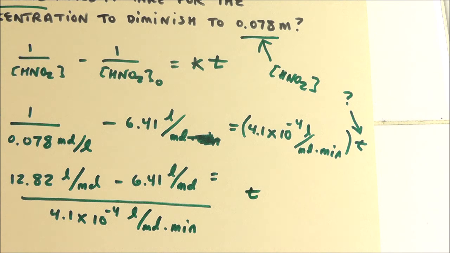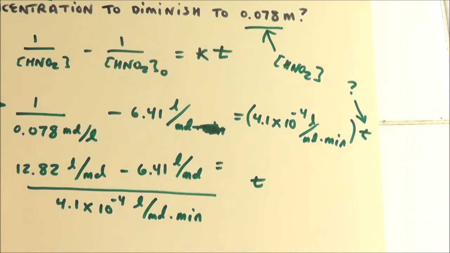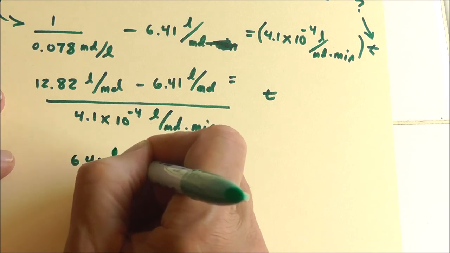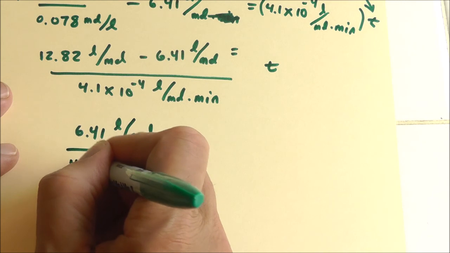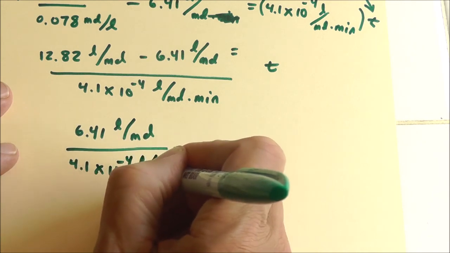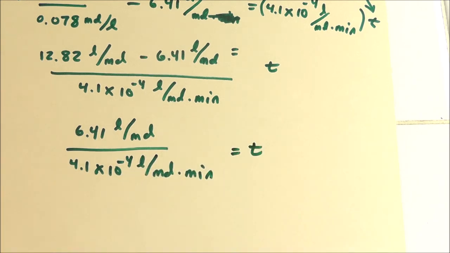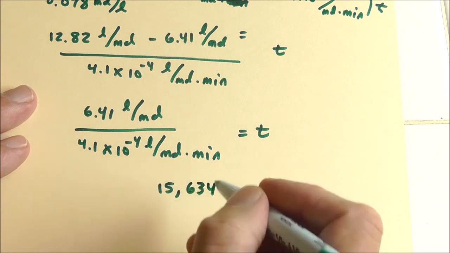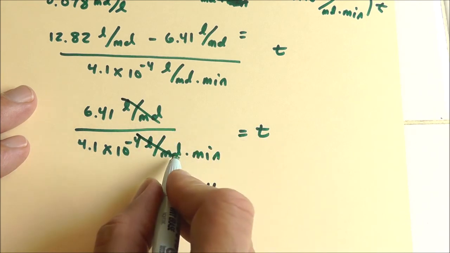And I think you'll notice that when we do that subtraction, I'll write it over again. I chose that number because it's half. So 12.82 minus 6.41 is just 6.41. Then I'm going to talk about that in just a second. 6.41 liters per mole divided by 4.1 times 10 to the minus 4 liters per mole per minute equals T. So 6.41 divided by 4.1 times 10 to the minus 4 is 15,634. What's the units? Liters per mole cancel. And so it's going to be 1 over minutes.